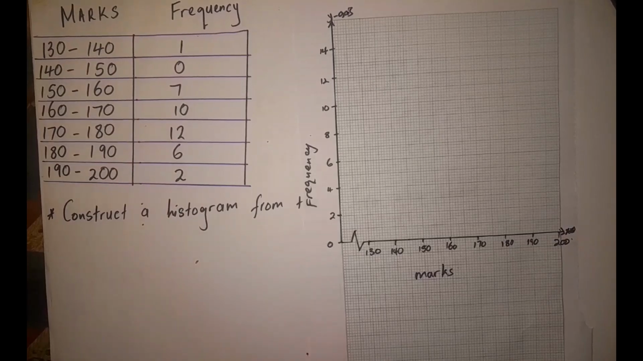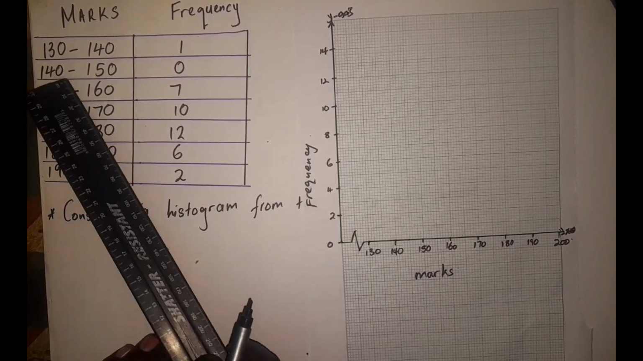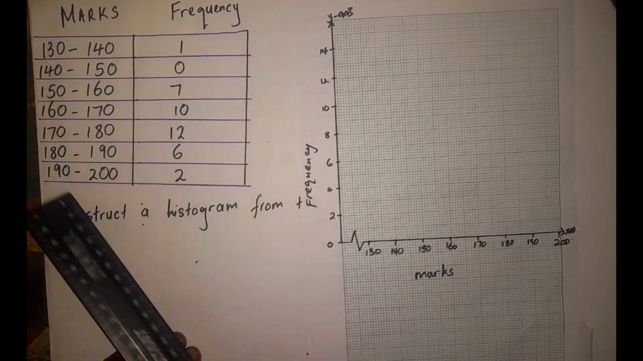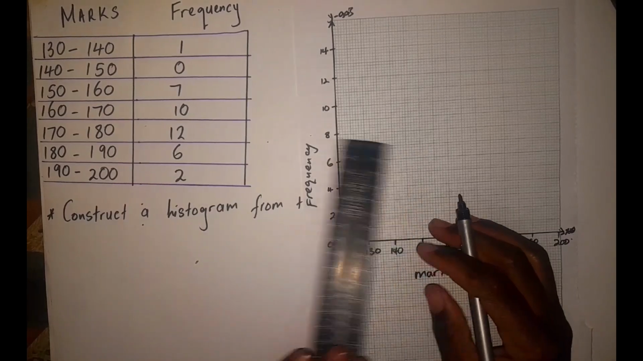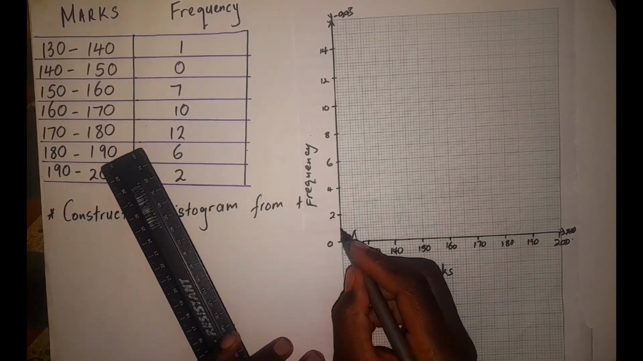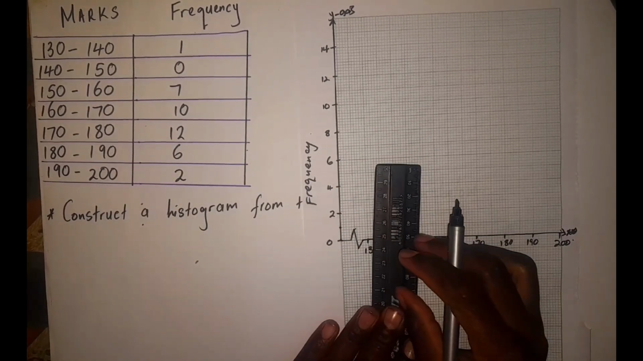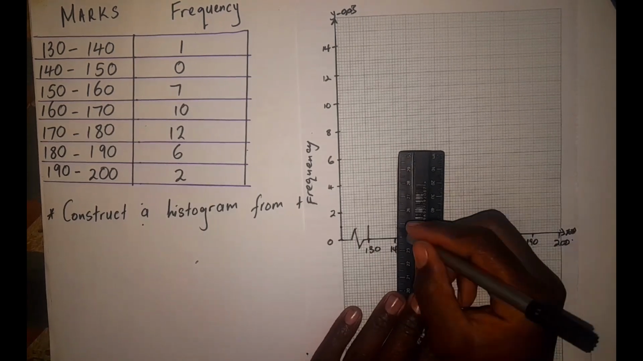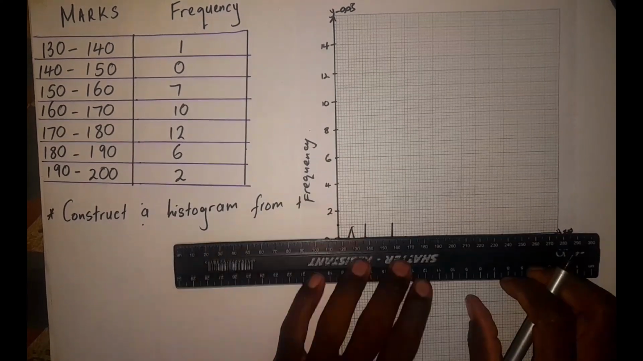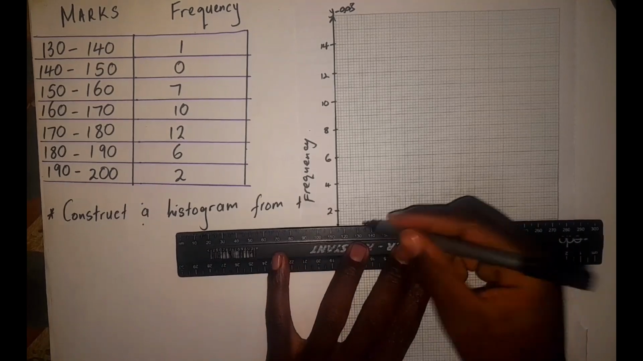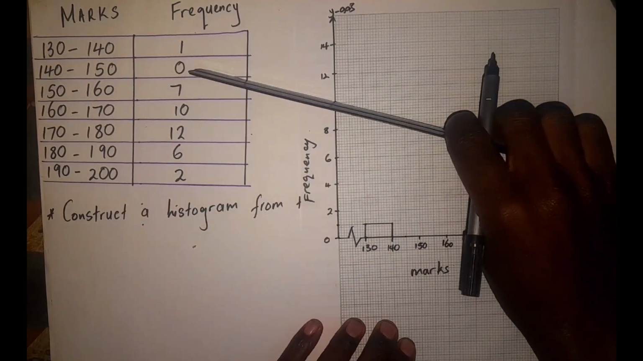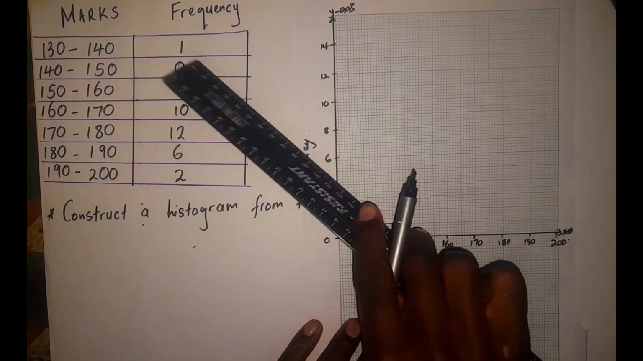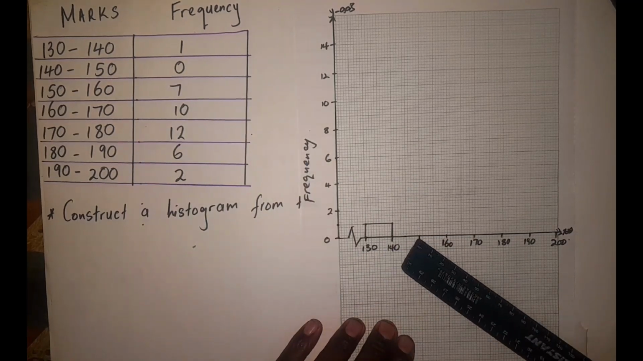Now we're going to come here and say from 130 to 140, we have a frequency of 1. If you look here, you're going to see we have 1 here. So the bar here is going to be like this. And then on the second interval, we have 140 to 150, but the frequency is 0, so we're going to skip it because there's 0.